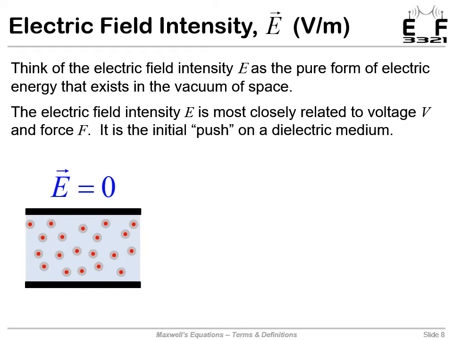So the electric field intensity has units of volts per meter. So this tells us that the electric field intensity is most closely associated with voltage, therefore most closely associated with electromotive force and force itself. When we start calculating the force that electric fields put on charges, we will do that through the electric field intensity E. We can also think of this as the initial push on a medium.